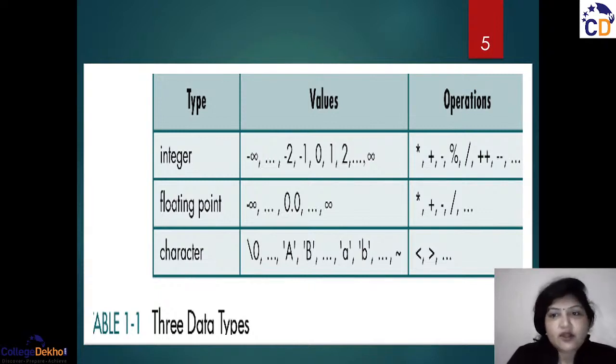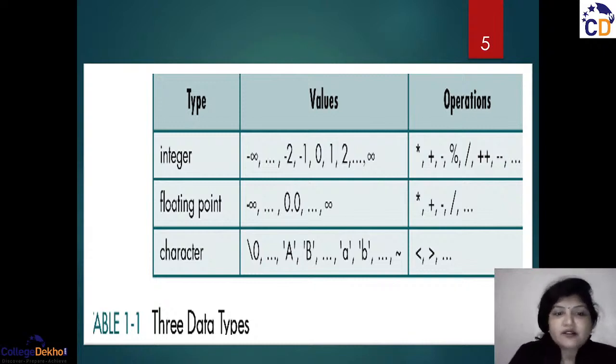And let us see what are the operations that we can perform on any data type. Like in integer, we can perform all the arithmetic operations plus increment and decrement and so on. There are a number of operations that can be performed on an integer. Whereas when we have the floating point data type, you can perform all the same things as integer. You can perform all the arithmetic operations.